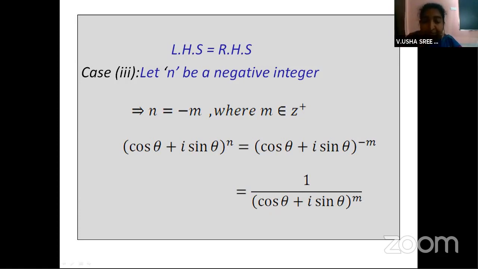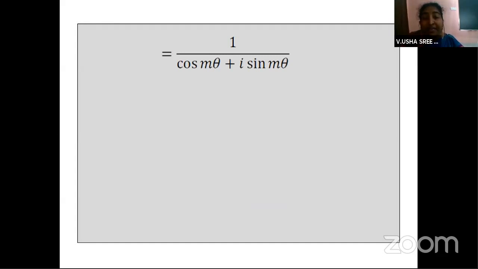Okay. So when we do this, you will have it is equal to 1 by cos m theta plus i sin m theta. Now we don't have any power, children. Now this is simply a complex number. By applying De Moivre's theorem, we got it as cos m theta plus i sin m theta.